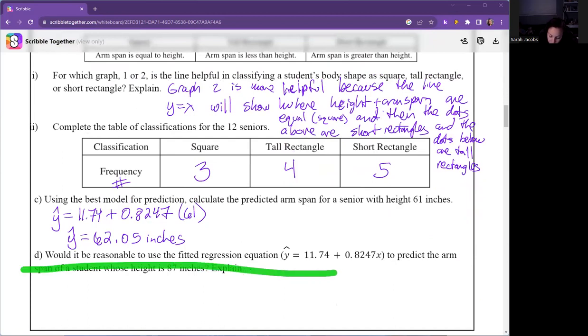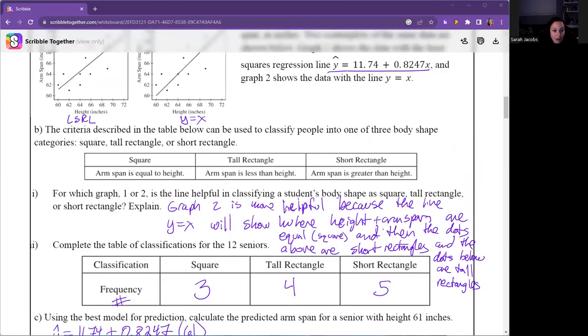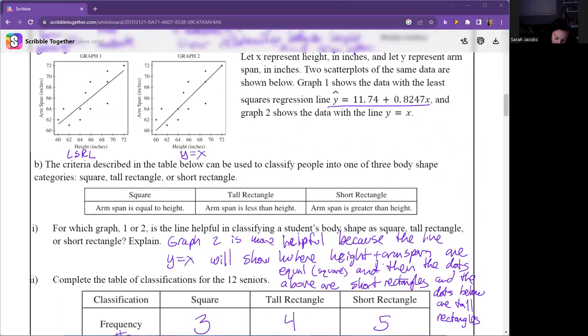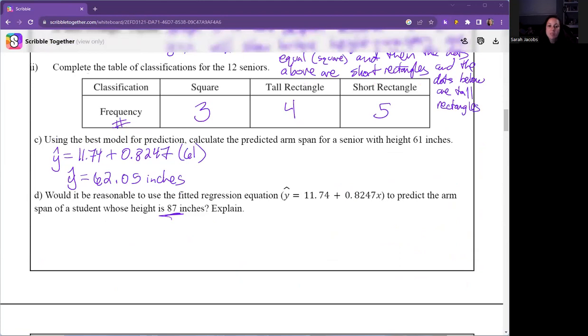Part D, would it be reasonable to use the fitted regression equation, so this line of best fit, to predict the arm span of a student whose height is 87 inches? Explain. Looking at our graphs, this goes from 60 to 72. 87 is way out here. It's 15 past our last X value. And this data set only even ranges from 60 to 72, which is 12. So again, this could kind of go one way, could kind of go the other. It depends on the strength of your explanation.